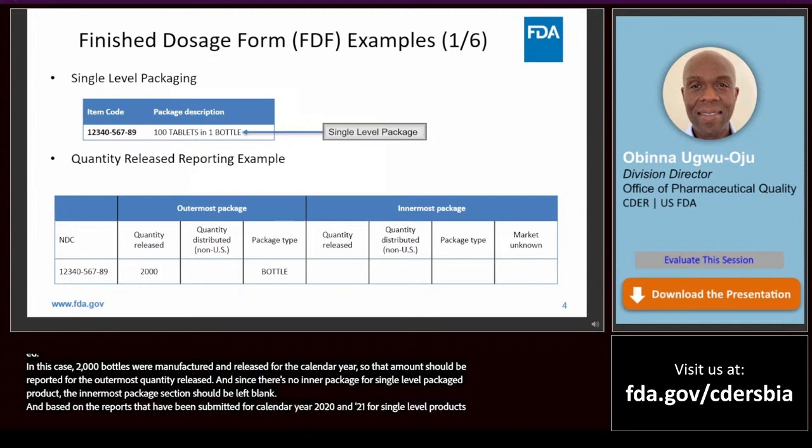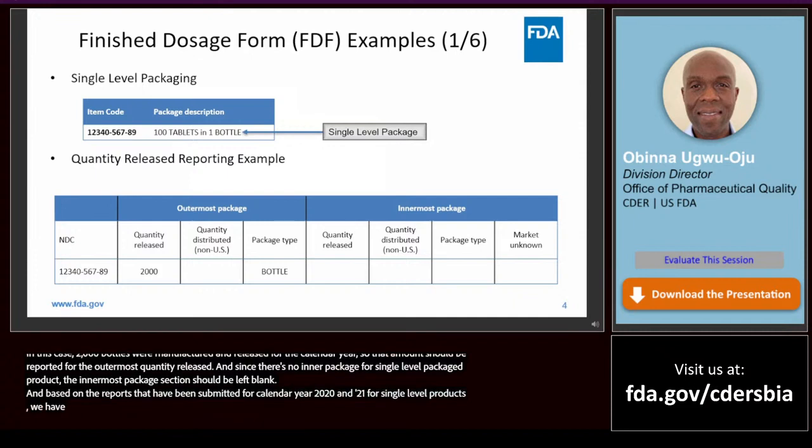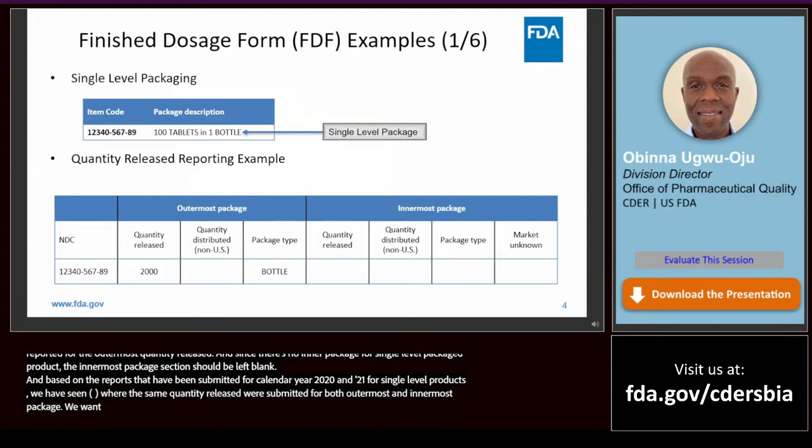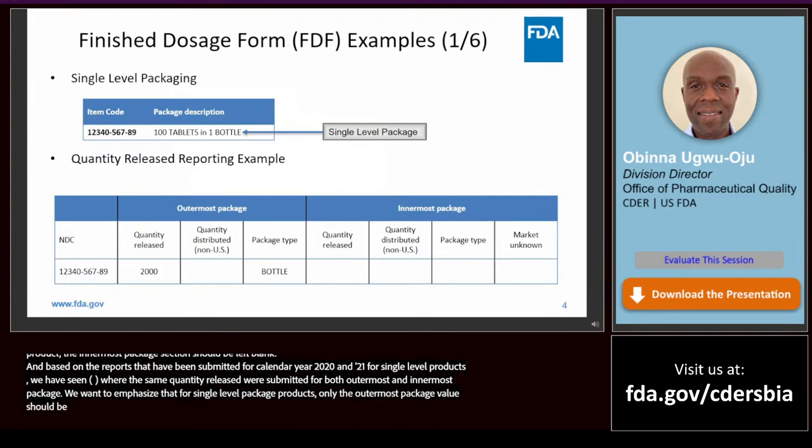Based on the reports that have been submitted for calendar year 2020 and 21 for single-level products, we have seen situations where the same quantity released were submitted for both outermost and innermost package. We want to emphasize that for single-level package products, only the outermost package values should be filled in, and there should be no values entered for the innermost package.